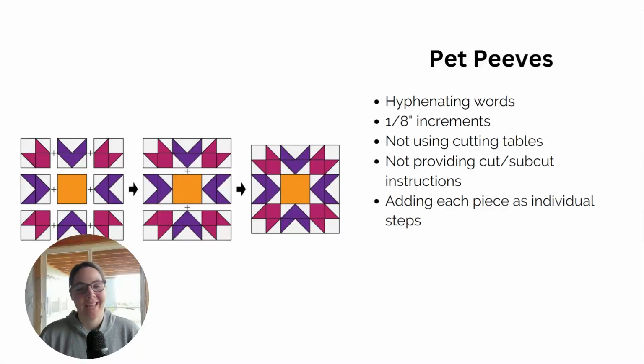Alrighty, this last one is another one that is a hill that I'm beginning to be willing to die on, and that is basically writing out each assembly step as adding individual pieces instead of just kind of grouping it together into a set of horizontal and vertical seams. So I've seen this a lot. People think on beginner patterns that their readers need this, right?